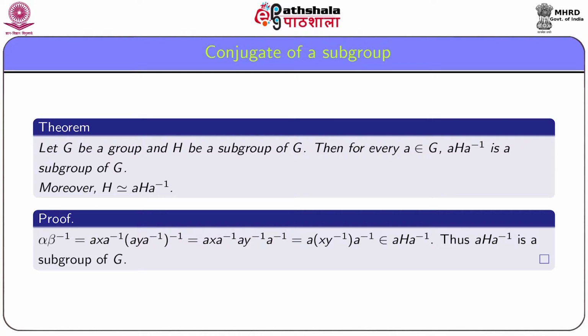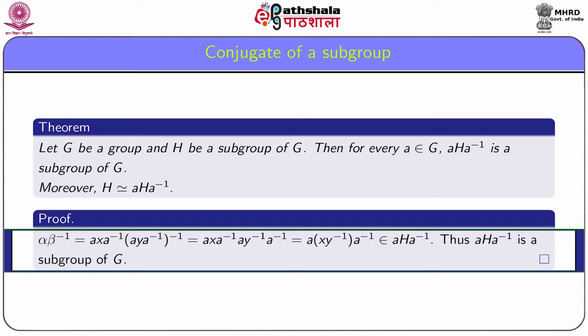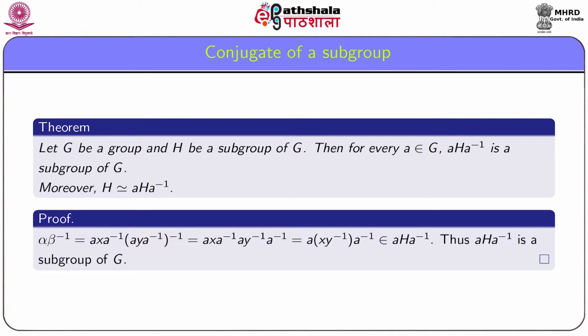Now consider two elements alpha, beta from A H A inverse. Then alpha will be of the form A x A inverse and beta will be A y A inverse for some x, y in H, and then alpha beta inverse is equal to A x A inverse into (A y A inverse) whole inverse. But (A y A inverse) whole inverse is equal to A y inverse A inverse. Thus we get alpha beta inverse is equal to A x y inverse A inverse. Since H is a subgroup and x, y are in H, we have x y inverse is in H. Thus alpha beta inverse becomes an element of A H A inverse. Thus A H A inverse is a subgroup of G.